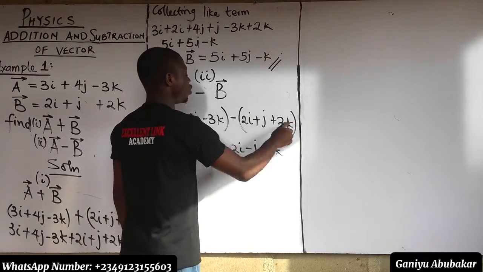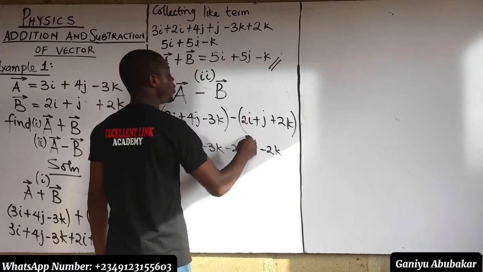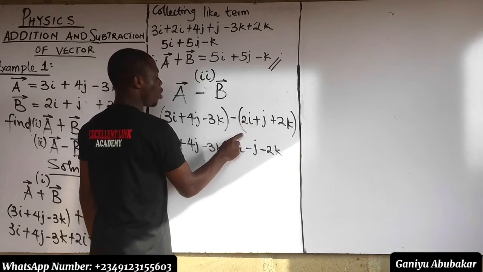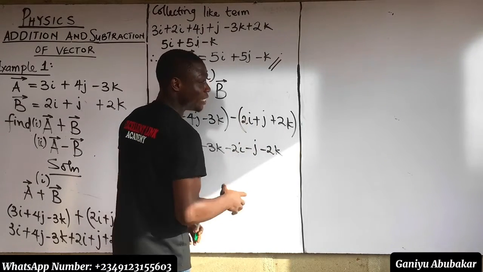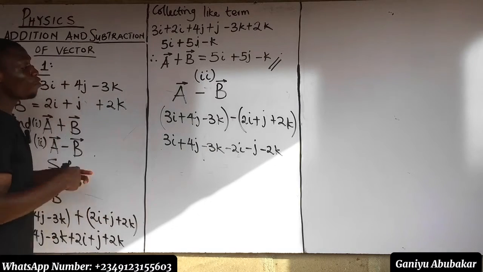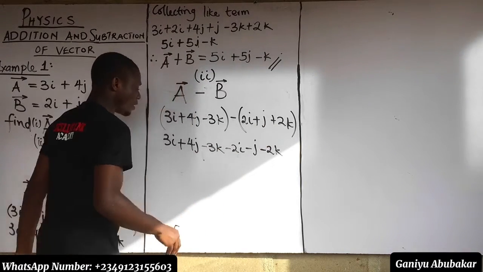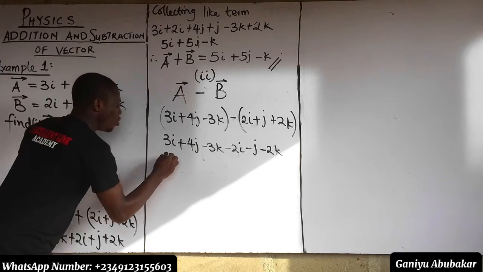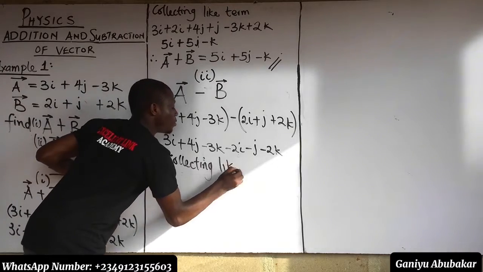After expanding this one here, this 2 becomes negative. But if I do not put this bracket there, this one becomes negative alone, and this becomes positive. So that's why I encase them in a bracket. That's very important, please. To avoid confusion, always encase each vector in a bracket. At this point, next task is to collect like terms.